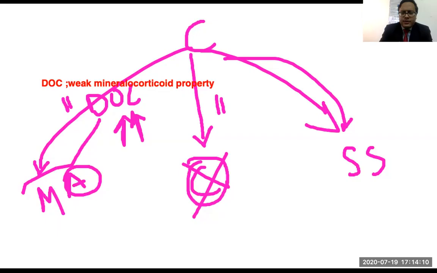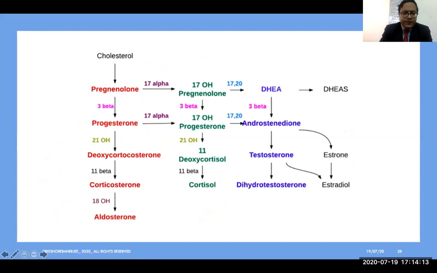So let us go back to the PowerPoint again and revisit these concepts. As I mentioned, if 11 beta hydroxylase is not there, 11-deoxycortisol would be accumulating. 11-deoxycortisol has no role like cortisol, so the cortisol pathway is basically blocked in this condition. Aldosterone production is not occurring because 11 beta is not converting deoxycorticosterone to corticosterone and ultimately to aldosterone. But still this deoxycorticosterone, which is not getting converted to corticosterone, has weak mineralocorticoid property. So definitely mineralocorticoid deficiency features would not be there, unlike 21-hydroxylase deficiency.